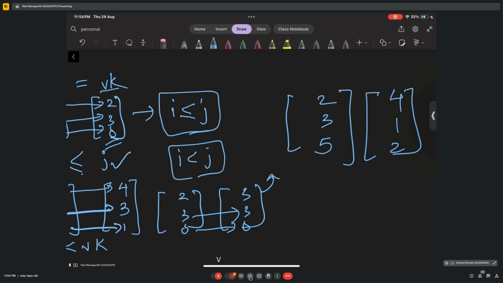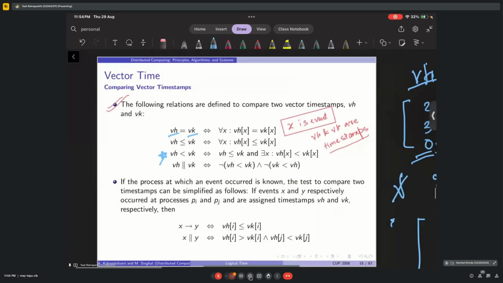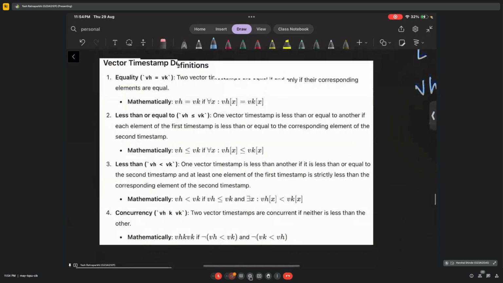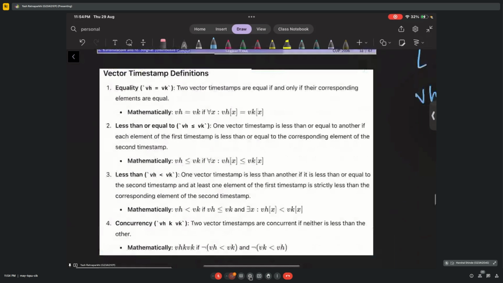Yes, 234 and 315. Okay. So in this case, the first timestamp is not strictly less than the second timestamp. Correct? Why? Because there is no such value. And again, the second timestamp is not strictly less either. So they both are not strictly less than or greater than each other. That's why we say that they both are concurrent in nature. Understood this? And this is what I have explained here also.